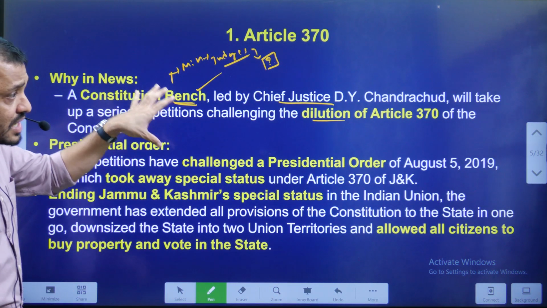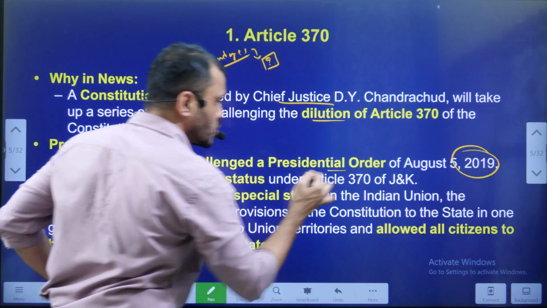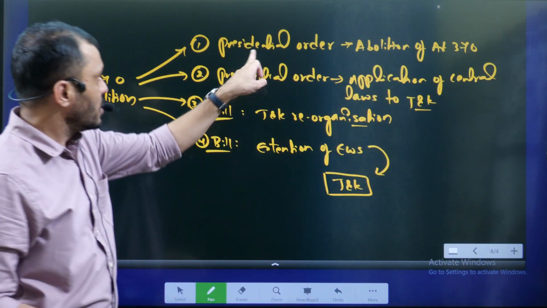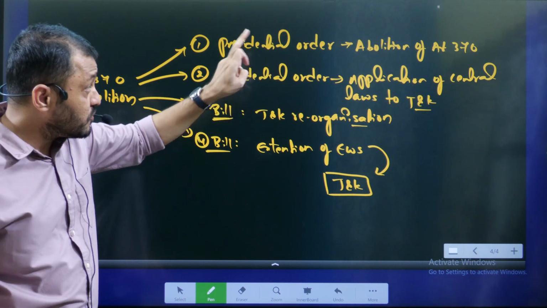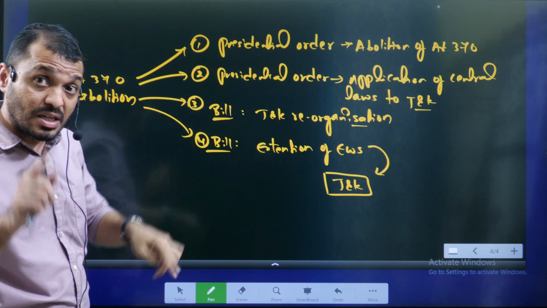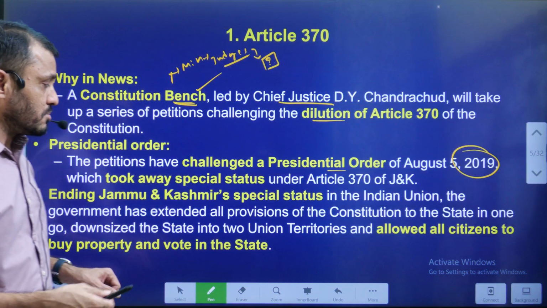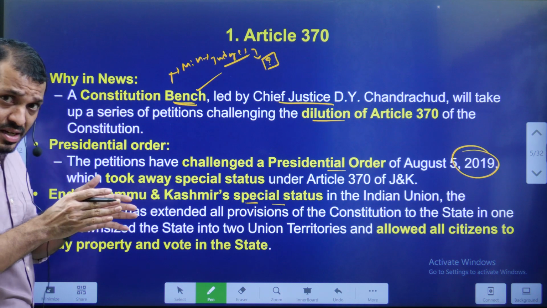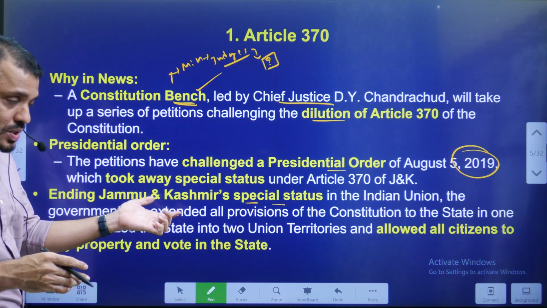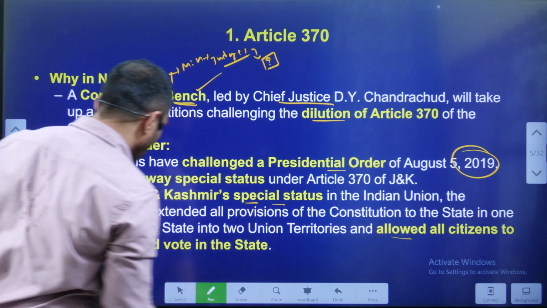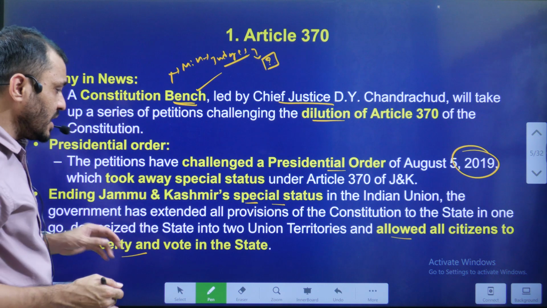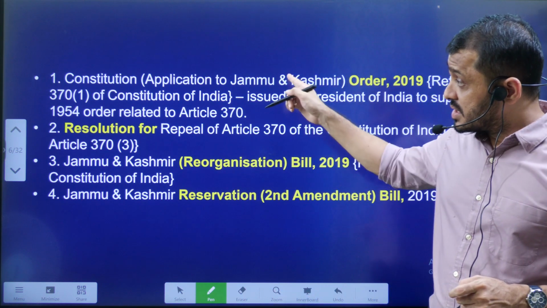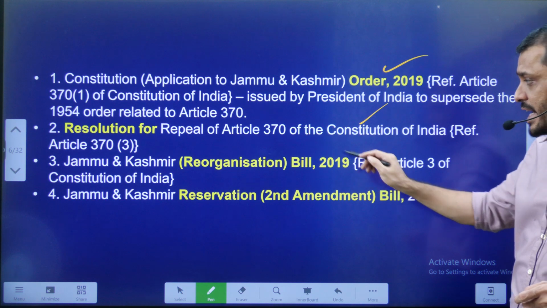Article 370 was abolished through a presidential order released on 5th August 2019. Before this, they issued another presidential order that replaced the word Constituent Assembly with State Legislative Assembly. This order ended Jammu Kashmir's special status and bifurcated the state into Jammu Kashmir UT and Ladakh UT, and now all citizens can buy property and settle in J&K. Those are some of the consequences. In the process, like I said earlier, they introduced two presidential orders and two bills.